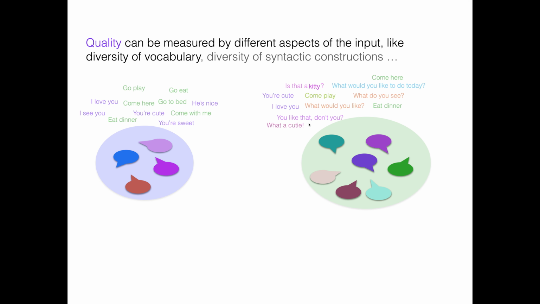You can also look at, say, diversity of syntactic constructions at the level of structures, and maybe we get lots of imperatives like "go play" and "come here," and declaratives like "I love you" and "he's nice," but maybe in a more diverse environment in terms of the variety of structures, you might get yes/no questions like "is that a kitty," more WH questions like "what would you like to do today," or even tag questions like "you like that, don't you," right? Exclamations like "what a cutie," right? These are another way to measure an aspect of the input that we might think of as the quality of that input.